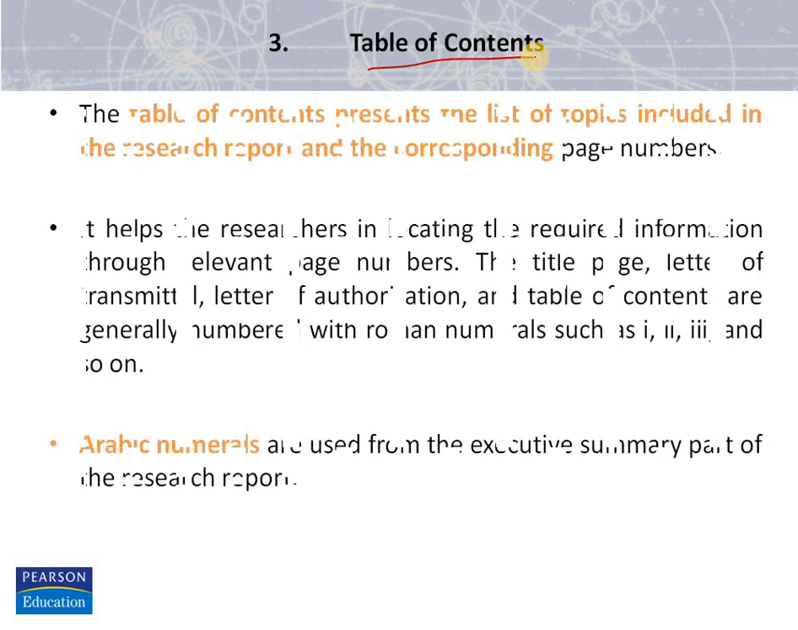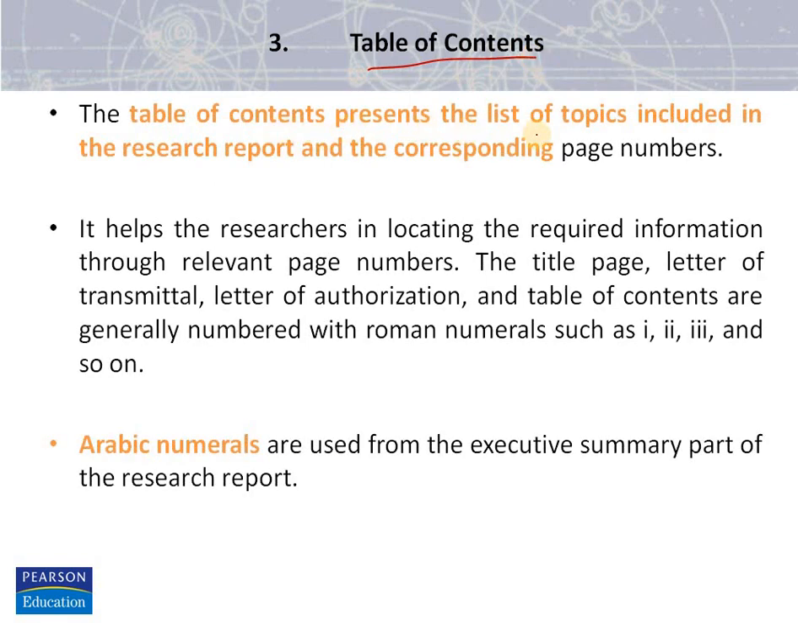Then the table of contents. The table of contents presents the list of topics included in the research report and the corresponding page numbers. It helps the reader in locating the required information through relevant page numbers. The title page, the letter of transmittal, and the letter of authorization are generally numbered with Roman numerals and so on. Arabic numerals are used for the executive summary part of the research report.